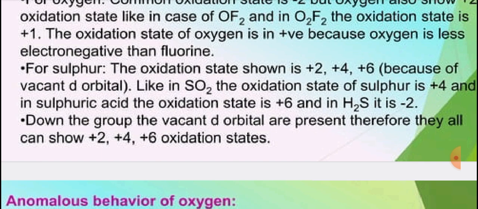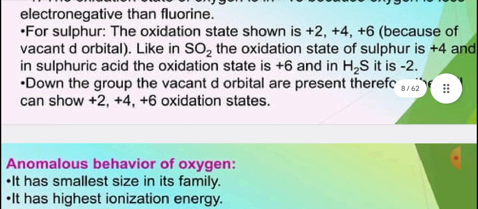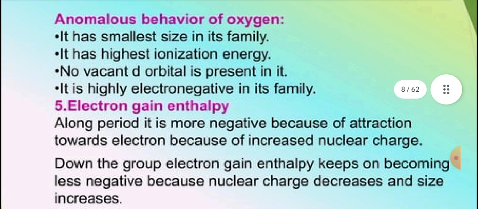Down the group the vacant d orbitals are present, therefore they all can show +2, +4, +6 states. So what are the anomalous properties of oxygen? Oxygen, or in fact every first element of the respective family, I should say, is anomalous, not at all typical in its behavior when we compare it with all the elements present in that particular family.